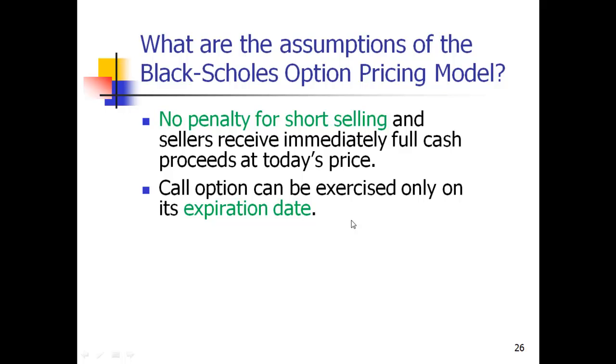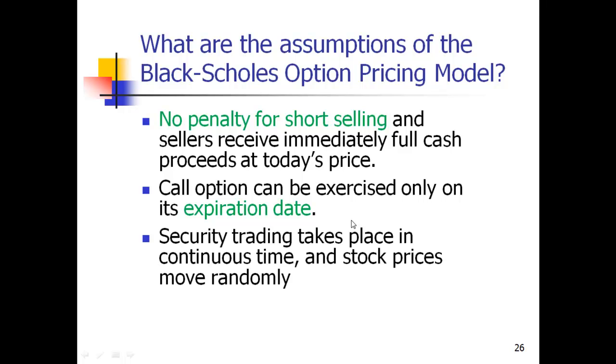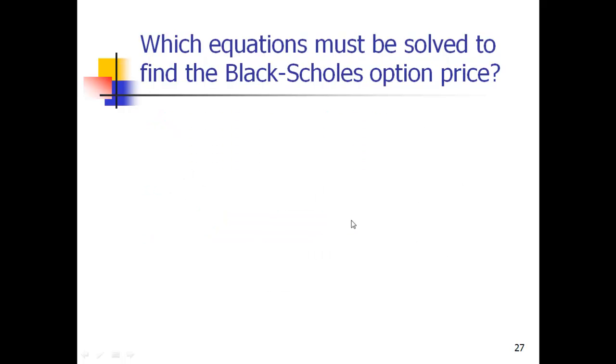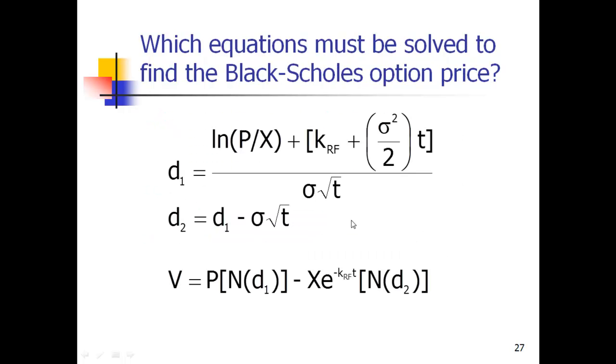Call option can be exercised only on the expiration date. So what sort of option is this? This is European. Security trades take place in continuous time. Stock prices move randomly. Okay, now for the formula. As I mentioned, this is a little bit complicated. You do not need to memorize this formula.